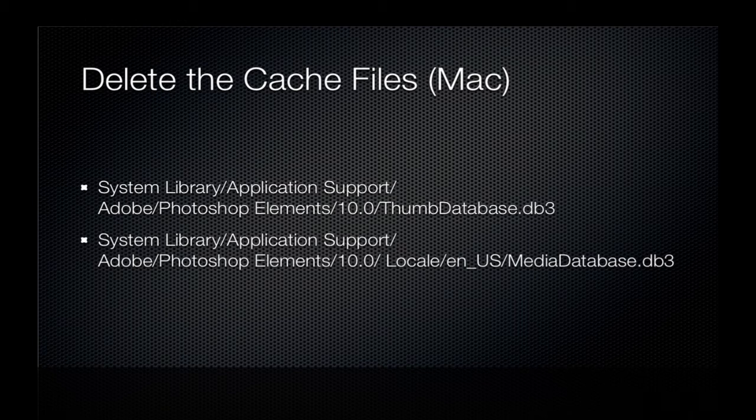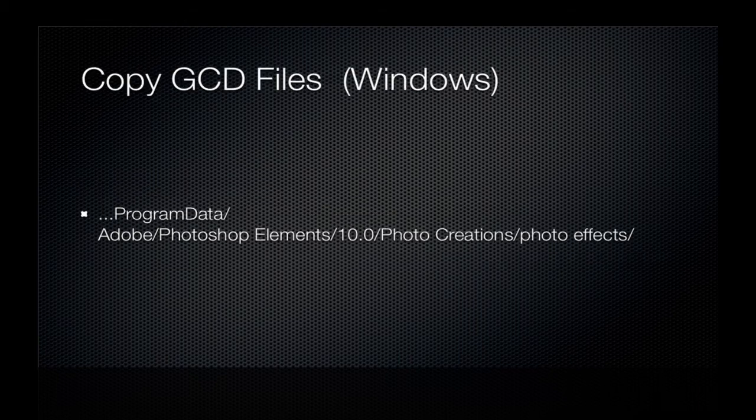The next thing you want to do, after you've copied all those files, is delete the two cache files. On the Mac, you're going to find the first one, which is the thumb database, in the System Library. It'll also be in Photoshop Elements, but it is in the 10.0 folder. The next one, which is the media database, is in a folder called en_US. If you go to the 10.0 folder, you're going to find locale, and then English US, and then the media database. That needs to be deleted also.